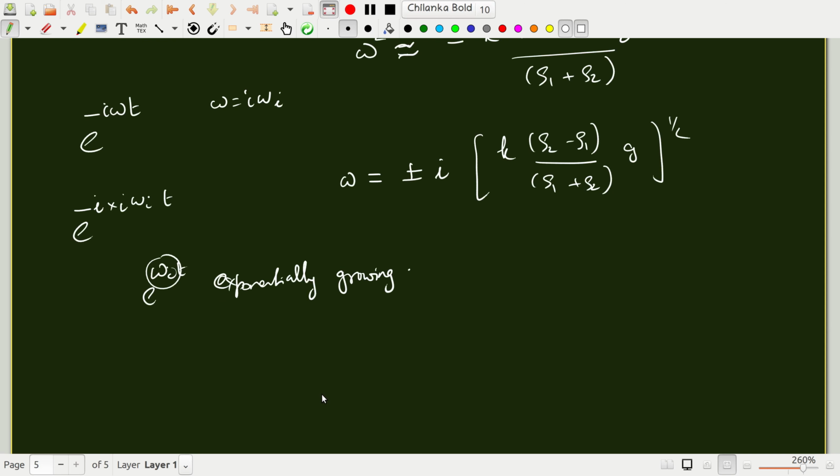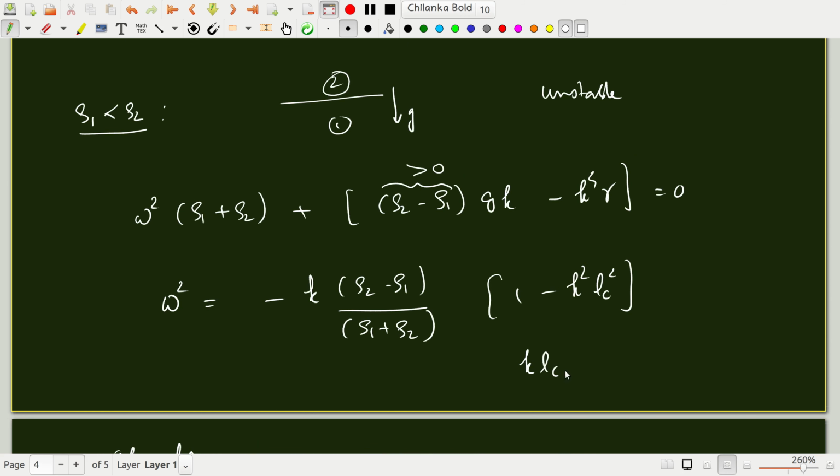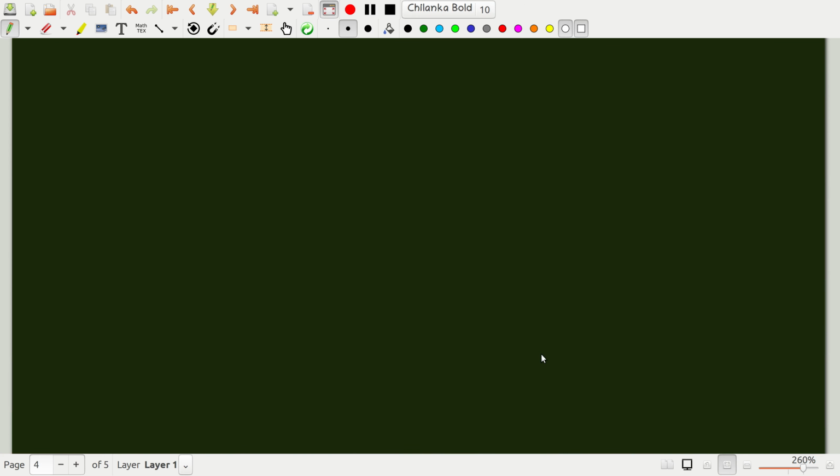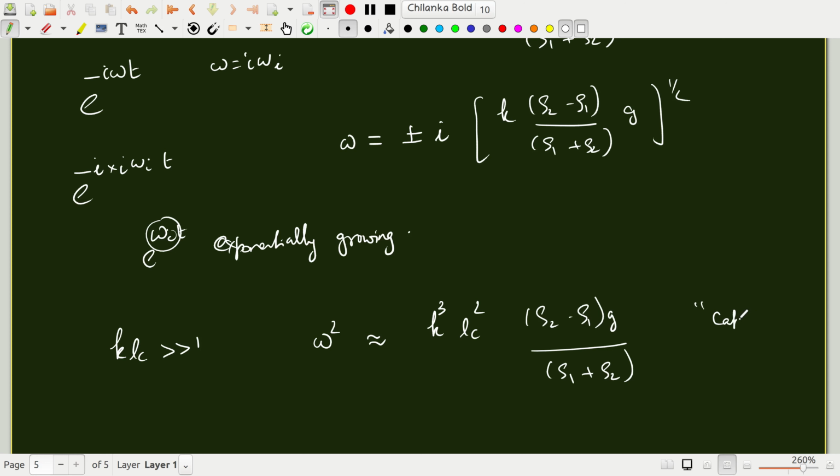Of course, if you look at the opposite limit of the same dispersion relation, if K LC is large compared to 1, then the negative cancels, and omega squared is approximately K cubed LC squared times (rho 2 minus rho 1) G by (rho 1 plus rho 2). So it again becomes like capillary waves. These are stable.